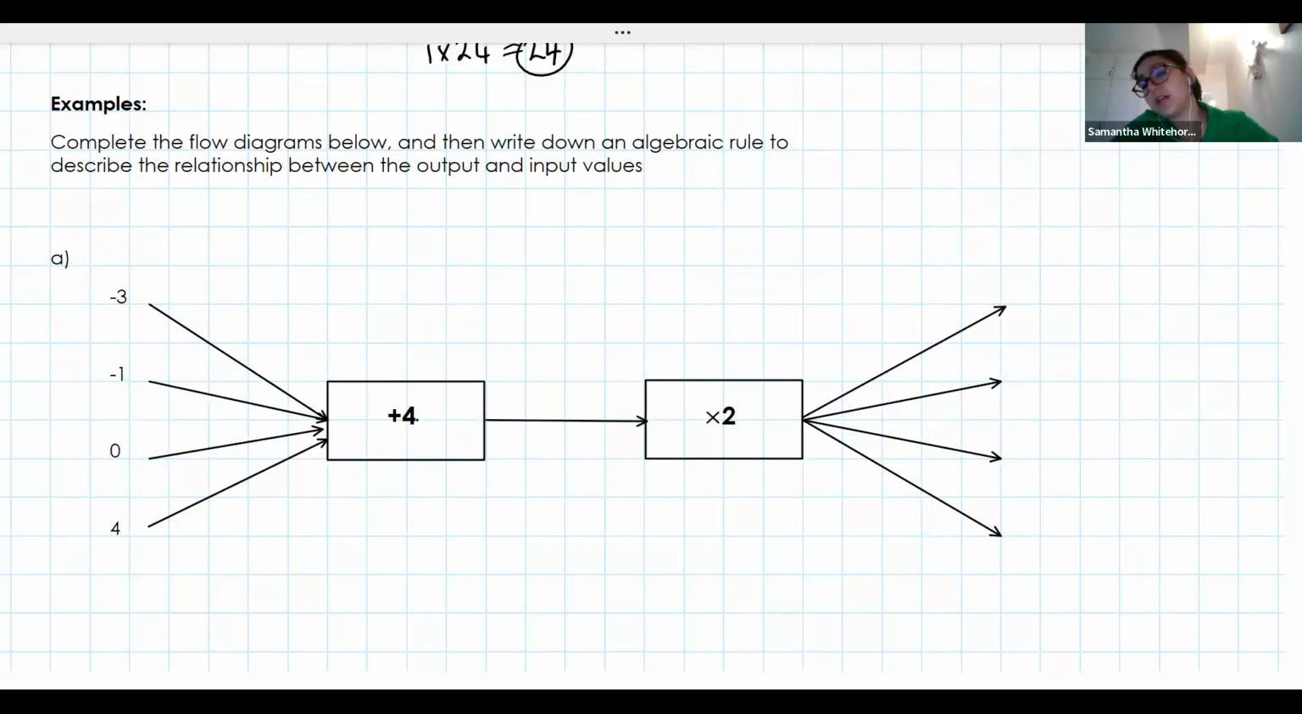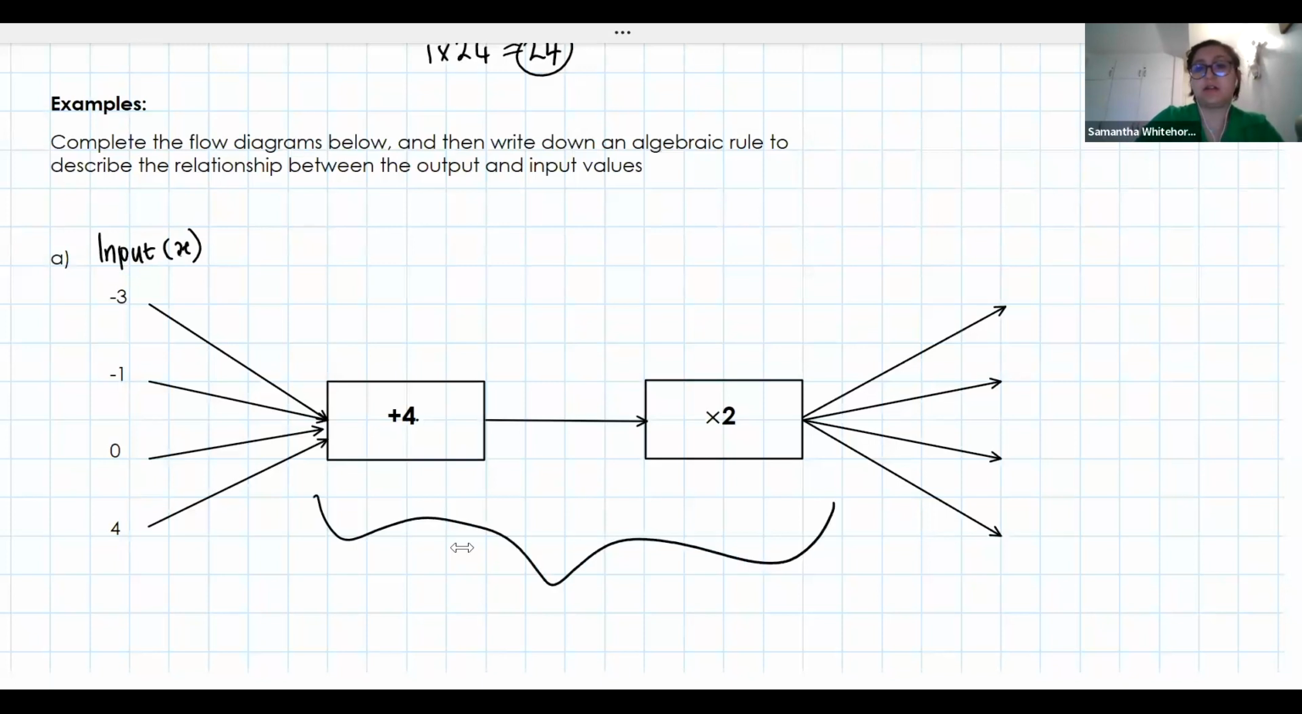Some people love flow diagrams, some people hate flow diagrams. I quite like them because it really breaks down the rule, or it really breaks down the operations that you're performing to your values. And I always think about a flow diagram like a number machine. You've got some numbers that you're going to put into this machine, which we call our input numbers. Now, input values we can represent with an X.